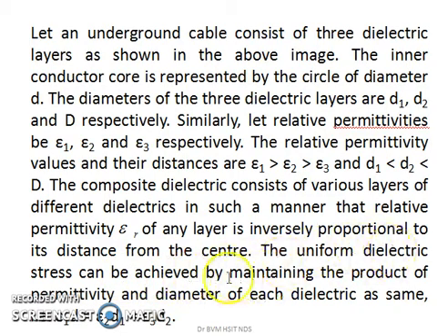The uniform dielectric stress, this is what we want. Dielectric stress must be uniform throughout the thickness of the insulator, right? It can be achieved by maintaining the product of permittivity and diameter of each dielectric the same, that is epsilon 1 d = epsilon 2 d1 = epsilon 3 d2. I should have written capital D, but okay, I have written correctly.